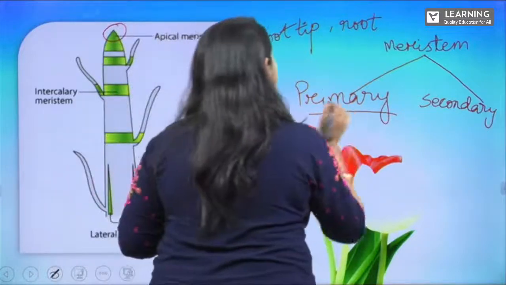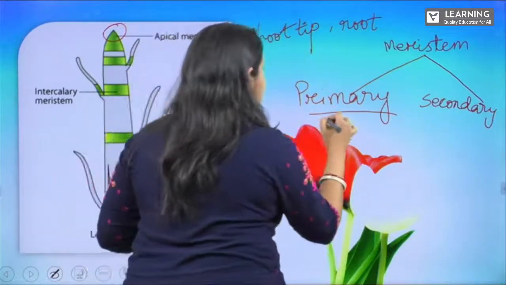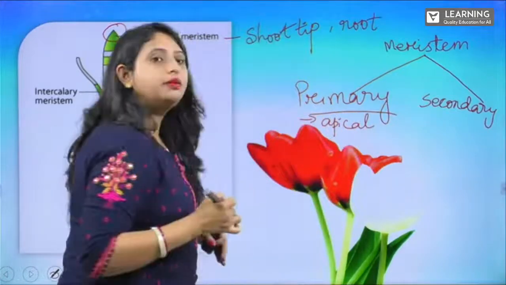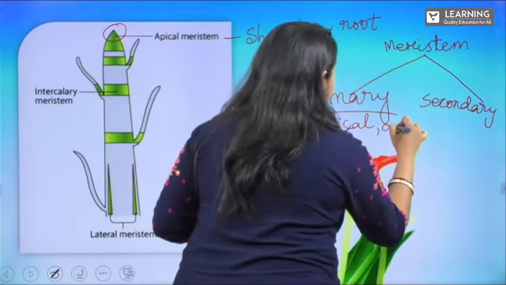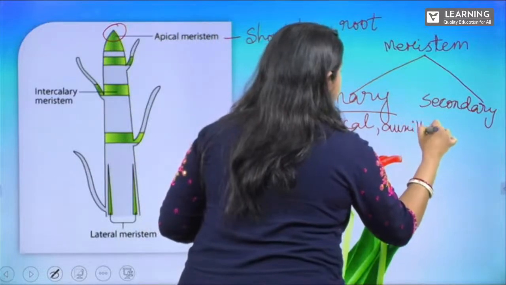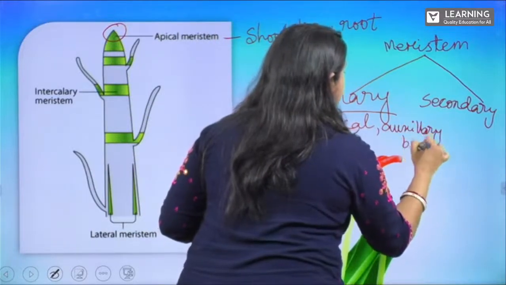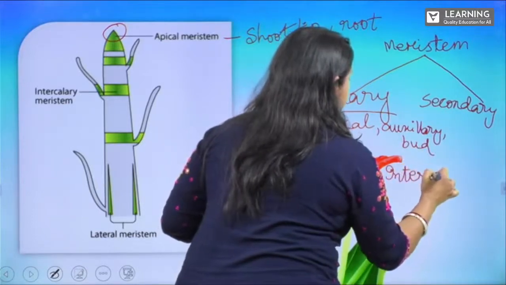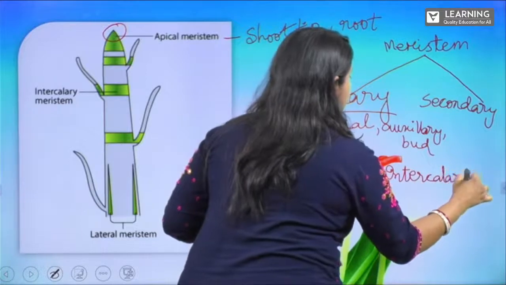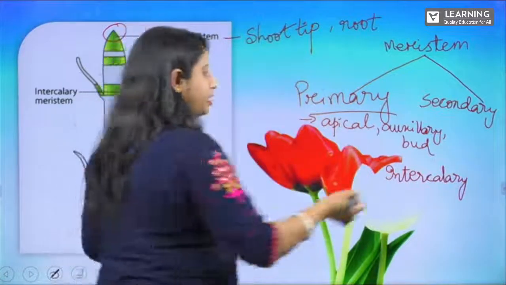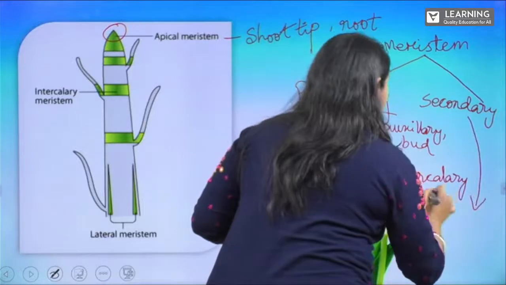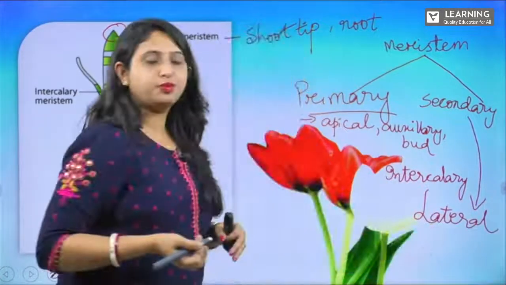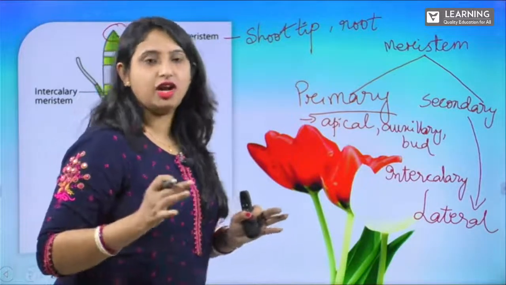So under the primary meristem, what comes? Your apical meristem, then axillary bud, and the intercalary meristem. And under the secondary meristem comes your lateral meristem. Lateral meristem is basically responsible for providing thickness.